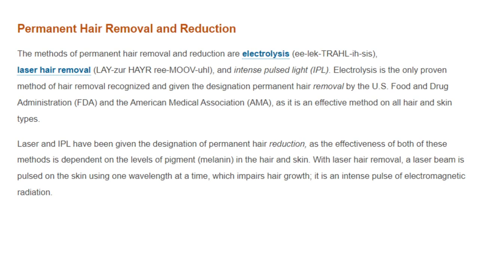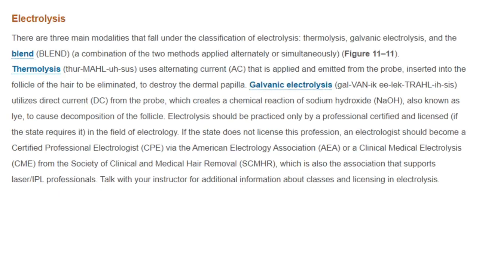With laser hair removal, a laser beam is pulsed on the skin using one wavelength at a time, which impairs hair growth. It is an intense pulse of electromagnetic radiation. Electrolysis. There are 3 main modalities that fall under the classification of electrolysis: thermolysis, galvanic electrolysis, and the blend, a combination of the 2 methods applied alternately or simultaneously.